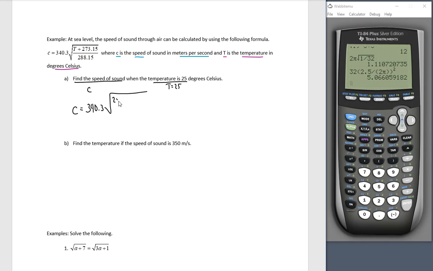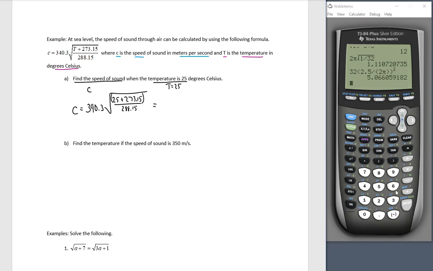T is 25, so I'll do 25 plus 273.15 all over 288.15. Now, this is fantastic, but in order to put it in my calculator, I'm going to put parentheses around my numerator. Anytime something's happening in a numerator or denominator, as we saw in the last example, we'll want to use parentheses on our calculator.